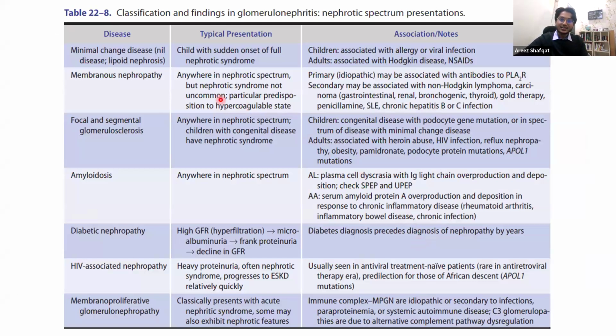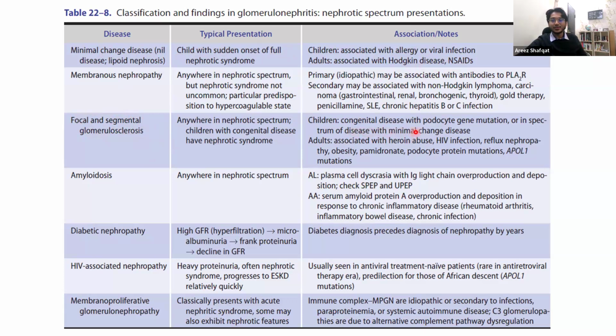Good. So this is the summary of all the nephrotic syndromes. Okay, minimal change disease. The classical scenario you should keep in mind is a child with sudden onset of full-blown nephrotic syndrome, usually associated with allergies or viral infections. In adults, it is associated with Hodgkin's lymphoma or NSAID use. The good thing about minimal change disease is that it's very, very responsive to steroids, okay? If it's not responsive to steroids, it's called FSGS.